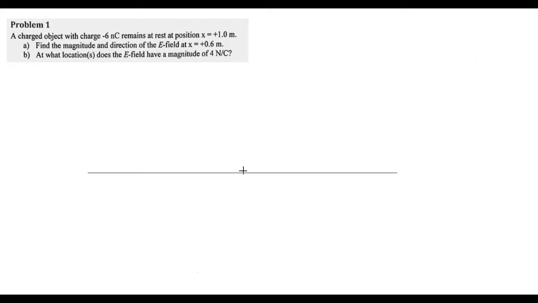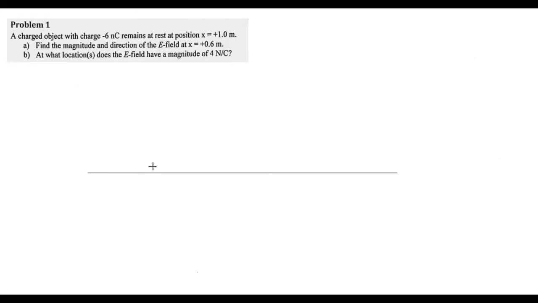So here we go. A charged object with a charge of -6 nanocoulombs remains at rest at position x equals 1.0 meters. Find the magnitude and direction of the E field at x equals positive 0.6 meters. At what location or locations does the E field have a magnitude of 4 newtons per coulomb for part B?